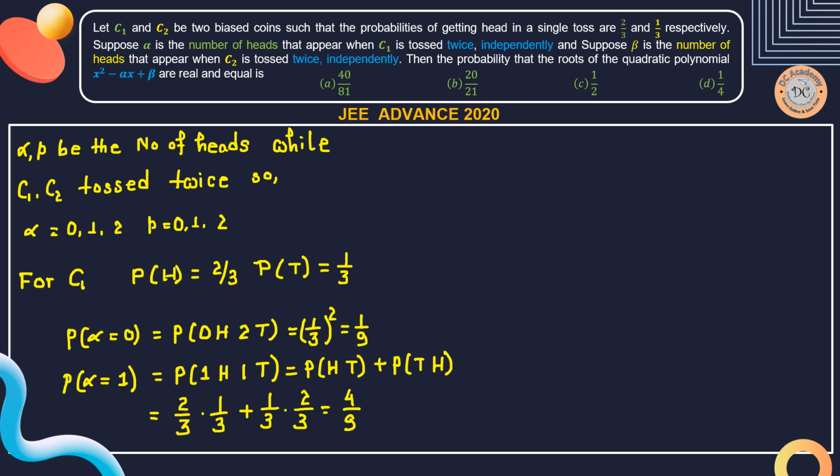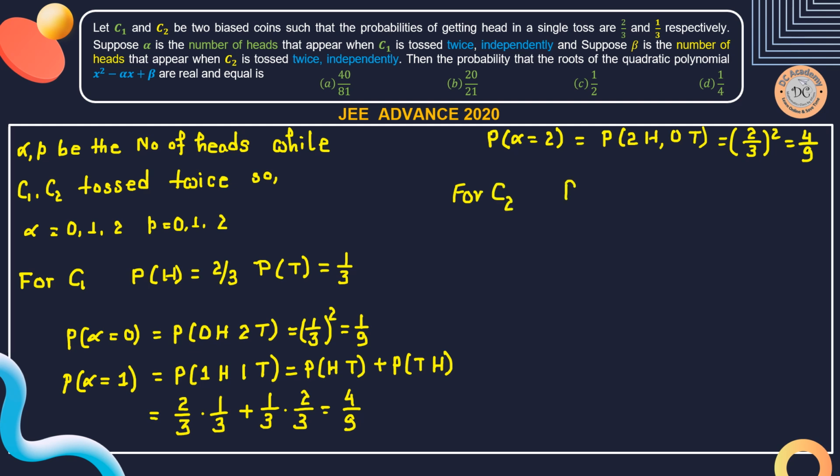So now we need to find the probability of alpha equal to 2. That means the number of heads is 2. So the probability of 2 heads and 0 tails. Now the probability of 2 heads is (2/3) to the power 2, that is 4/9. So that is all the events for C1, the coin, when I toss the coin C1.